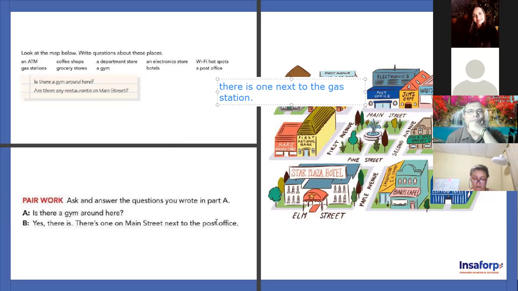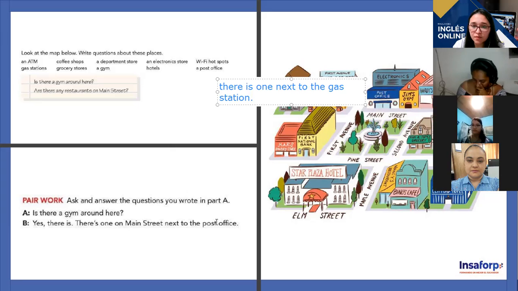Okay, another. Alejandra, do you have another? Yes, I have two questions. Is there a gym on the First Avenue? There isn't. The gym is on the main street. Second one, are there some grocery stores on the Pine Street? Yes, there are. No, wait. Yes, there are some on the Pine Street. There are some grocery stores on the Pine Street. Okay, yes, it was good, right? Excellent.